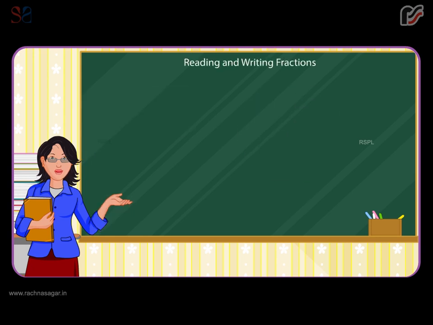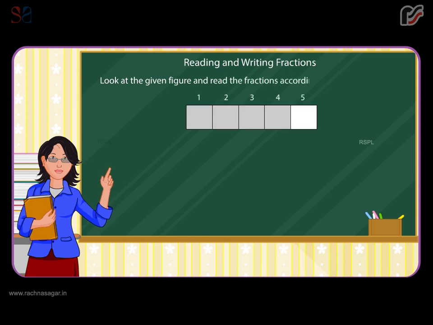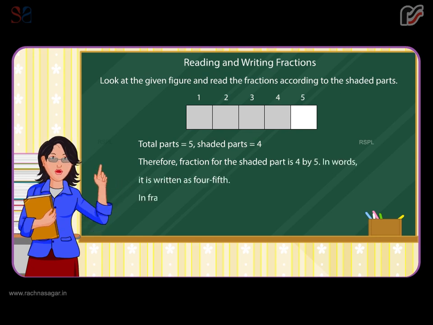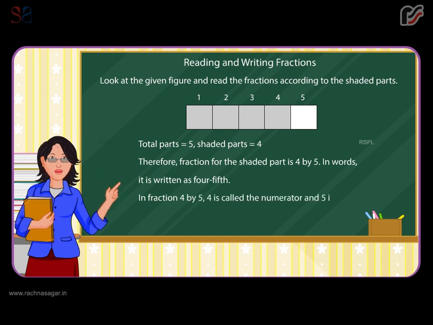Reading and writing fractions. Look at the given figure and read the fractions according to the shaded parts. Total parts is equal to 5, shaded parts is equal to 4. Therefore, fraction for the shaded part is 4/5. In words, it is written as four-fifths. In fraction 4/5, 4 is called the numerator and 5 is called the denominator.